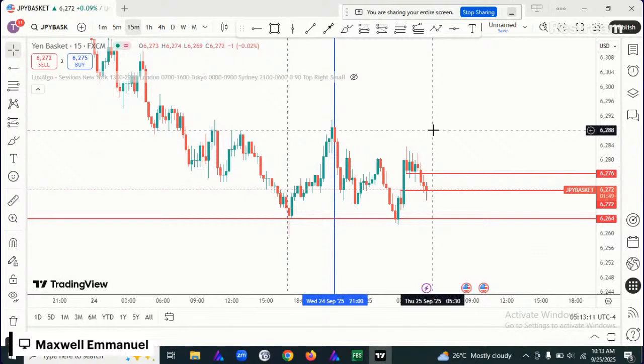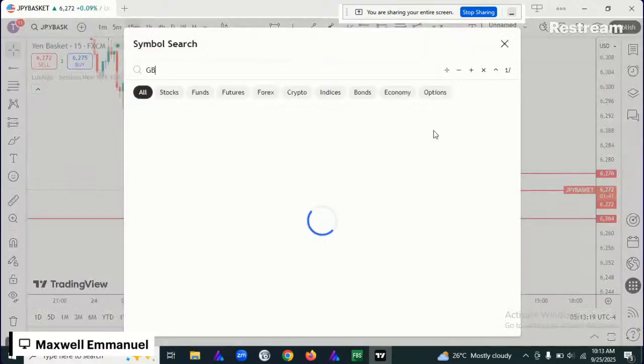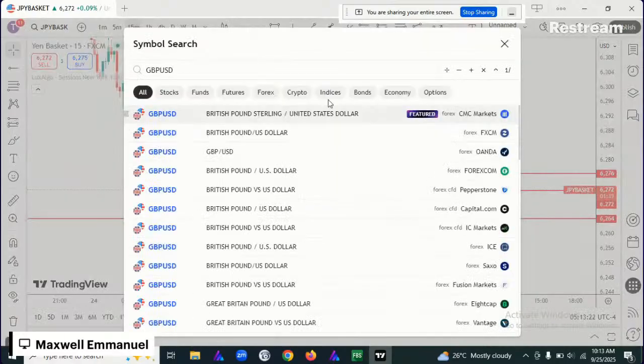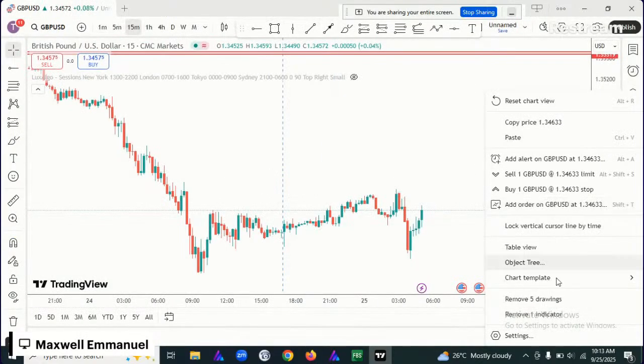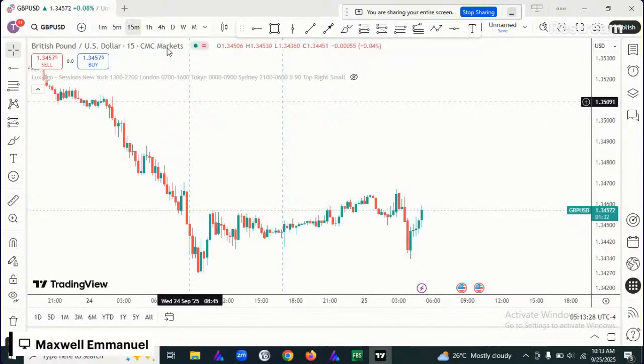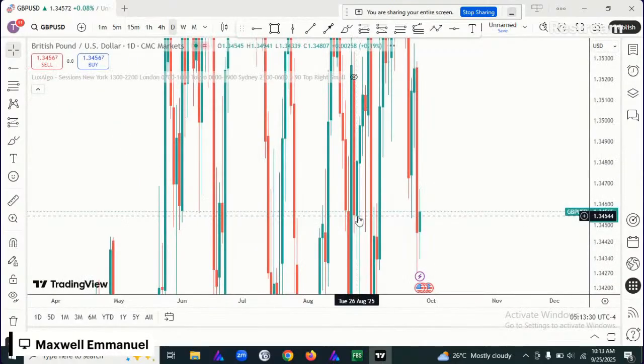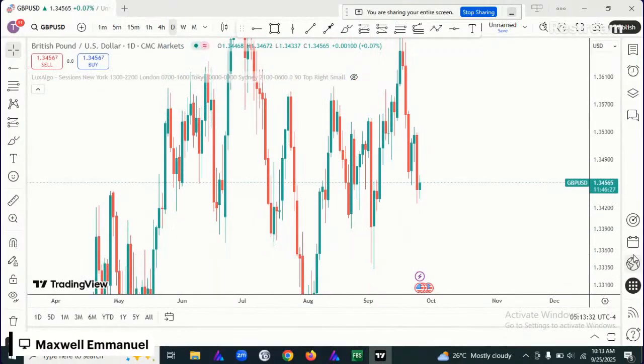GBP Australian dollar, okay, we'll look at that in a few minutes. But let's look at GBP USD and Euro USD before we look at GBP Australian dollar. Let's see GBP USD. We'll start from the daily time frame. What do we have here on a daily time frame?